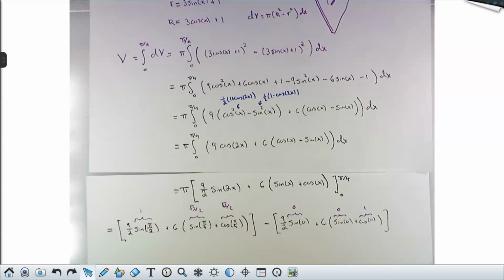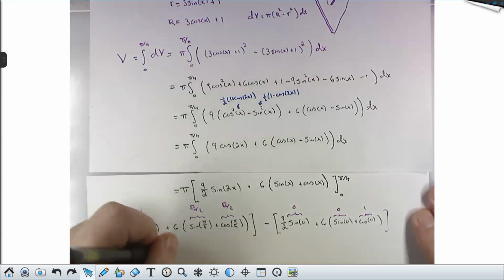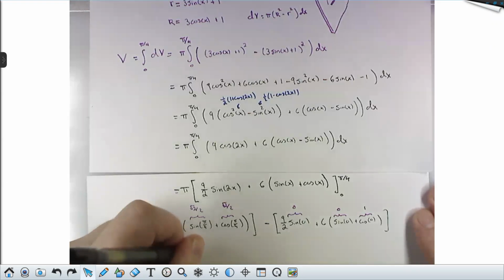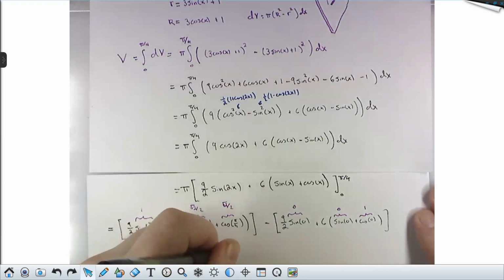So out of this big mess, we get 9/2 from this piece plus 6 times root 2 over 2 plus root 2 over 2. So I'll write it like that. And then minus 0 plus 6 times 0 plus 1. This is just minus 6.